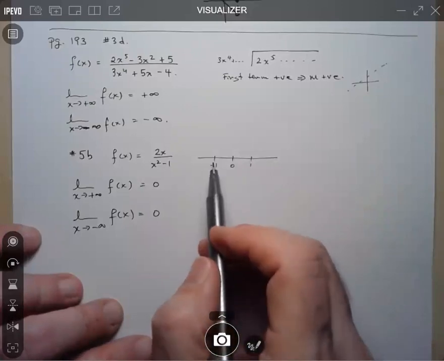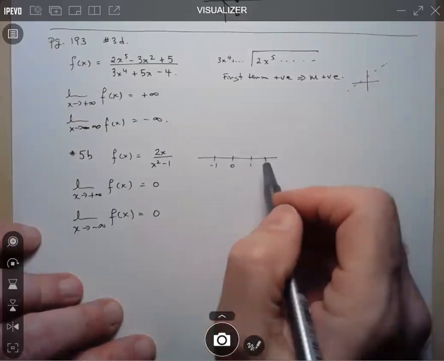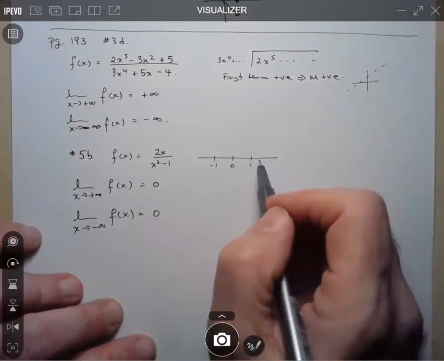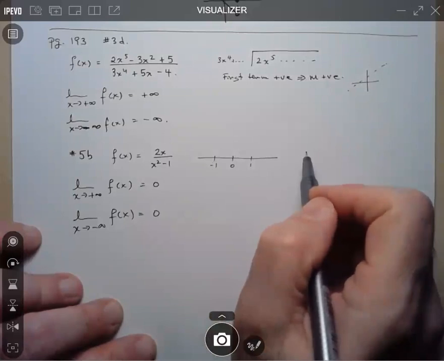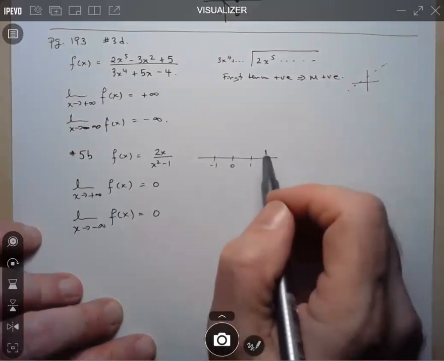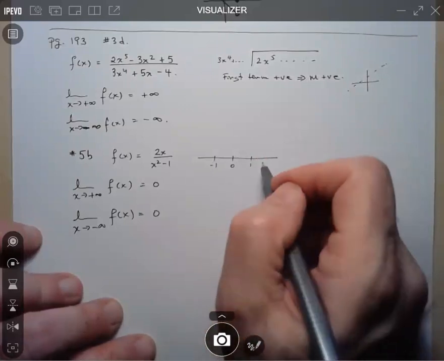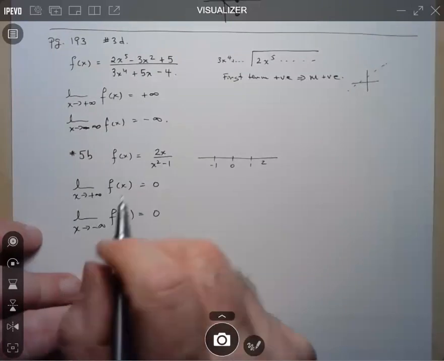We said that if these are the only places it could change sign, all I have to do is test one number in the interval from 1 to positive infinity. And if it's positive, it's got to be positive everywhere. If it's negative, it's going to have to be negative everywhere. So all I have to do is test one number. Let's test 2. And what do we have?